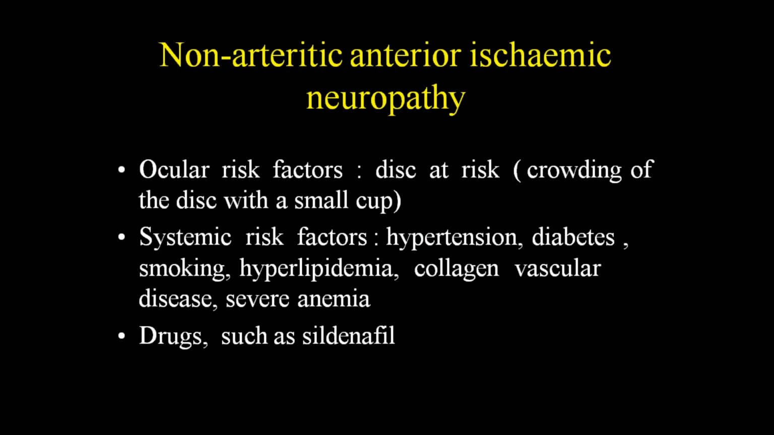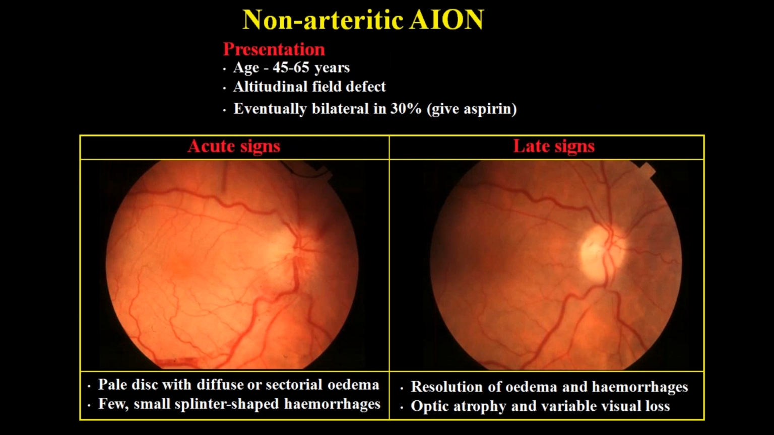It is commonly seen in conditions of hypertension, diabetes, smoking, hyperlipidemia, collagen vascular disease, or severe anemia. Drugs like sildenafil can also induce anterior ischemic optic neuropathy. Now, what is the classic feature of this optic neuropathy? The disc is swollen. You can see here the disc is swollen, and there is an altitudinal field defect.